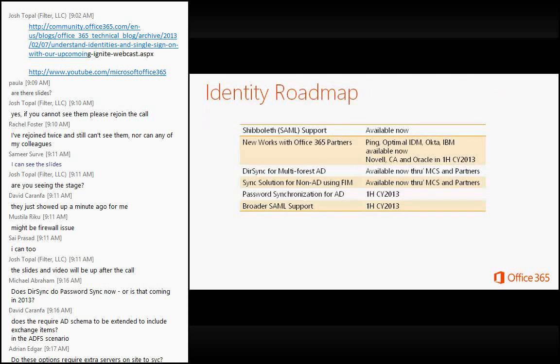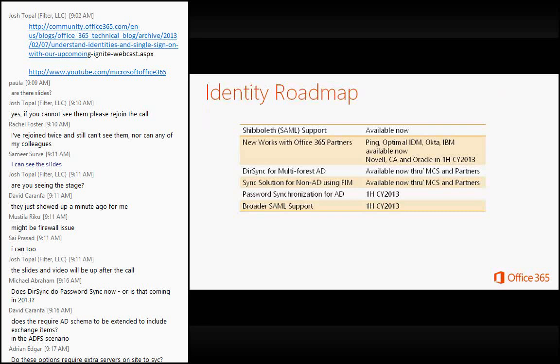So the roadmap here, just to give you a heads up as to what to expect. We've got Shibboleth SAML support available now. As we've said, we've got this program called Works with Office 365, where partners can come in and validate their own solutions against Office 365. As we said, Novell, CA and Oracle don't provide full access to Office 365. They're just web-based, and they'll be available in the first half of the calendar year, this year.